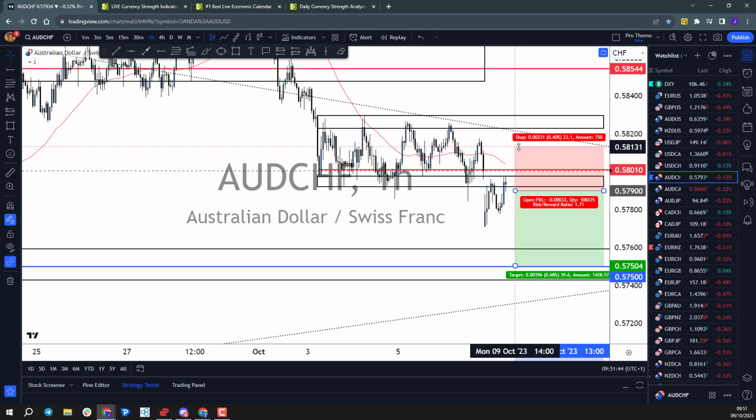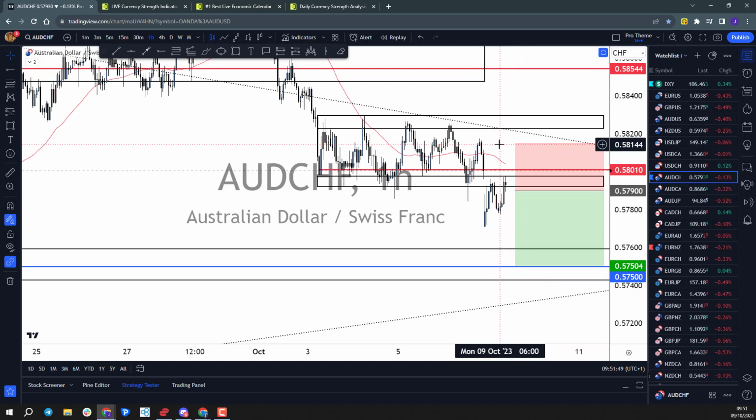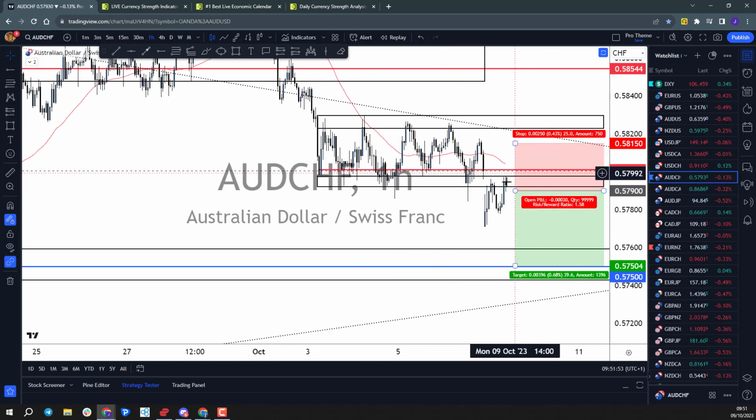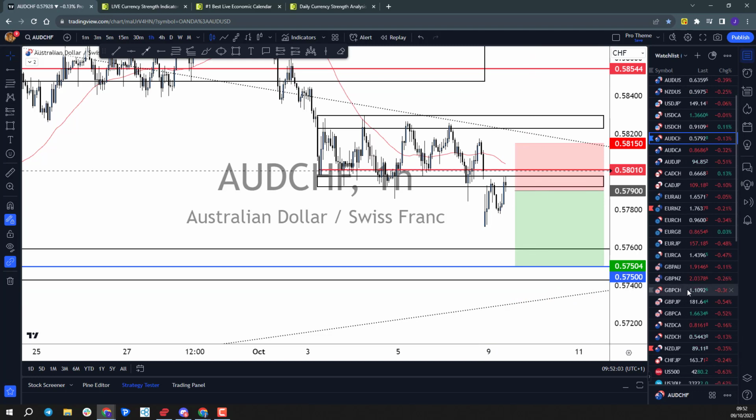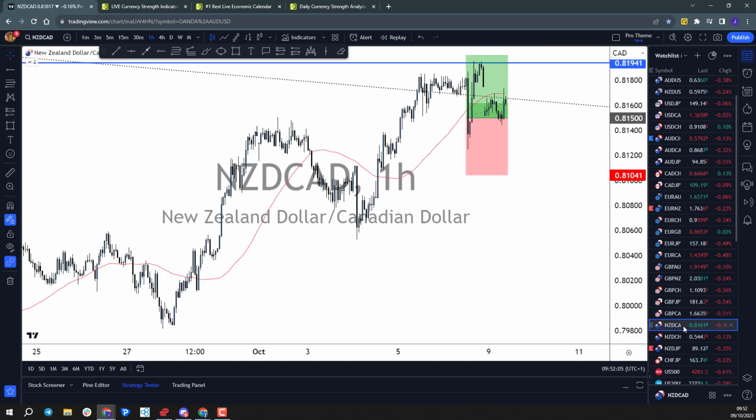Aussie Swiss is a relatively low ranging pair, so you don't typically get huge moves on the day. But Aussie Swiss, you know, that's a potential there. Wait for the retest, then place your sell stop order, then look for your continuation to the downside. Very similar to what we looked at on Kiwi CAD.